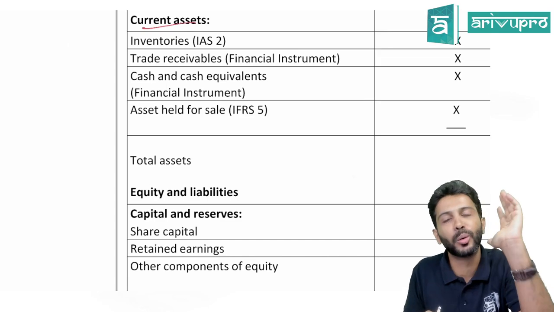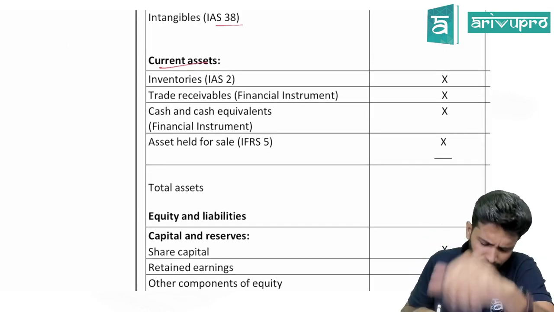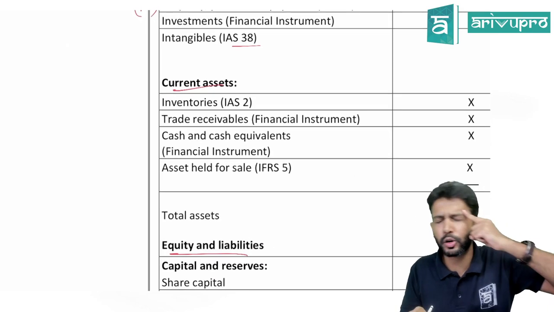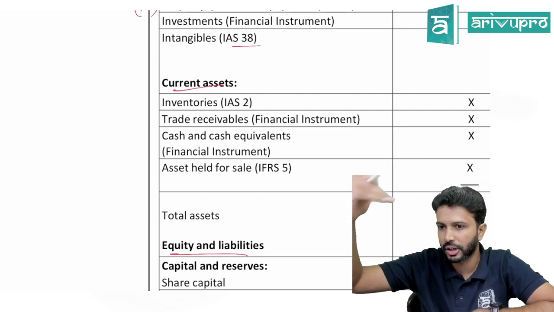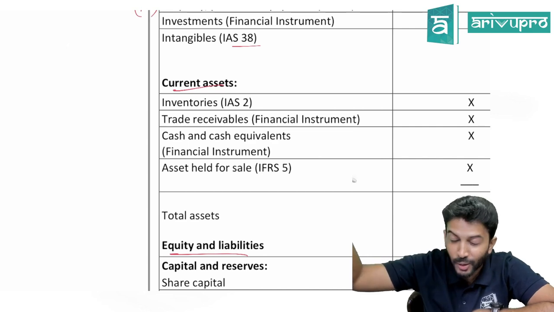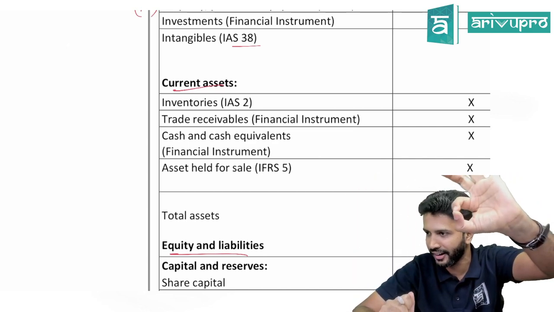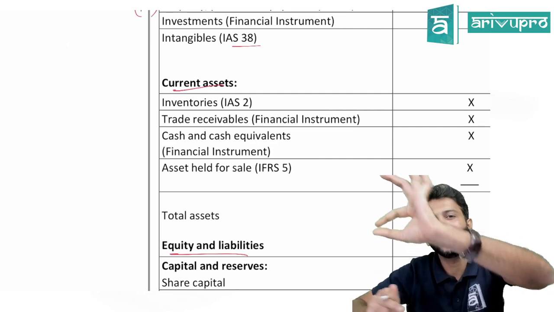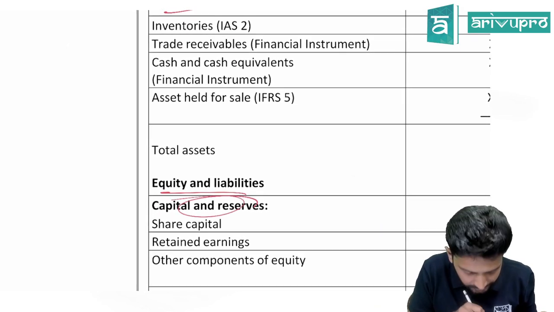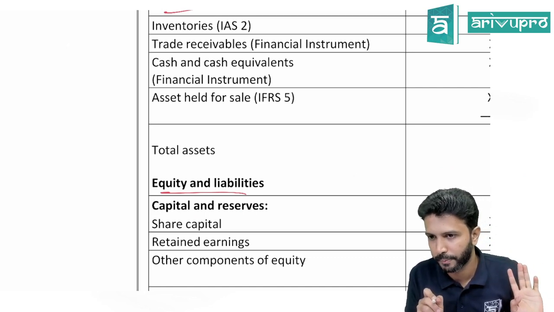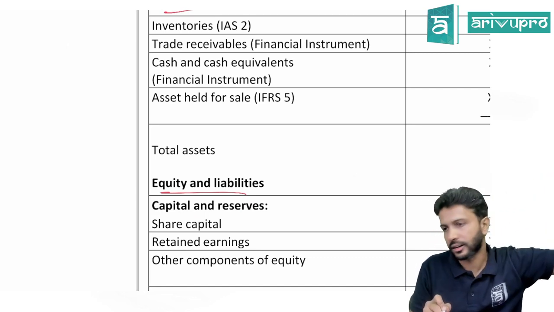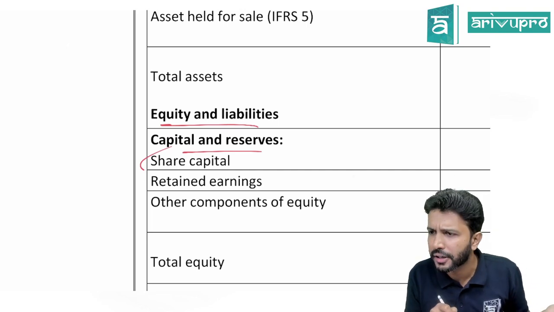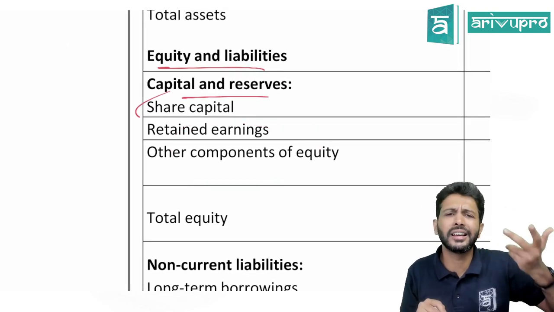Okay. Next. Assets over. Next, obviously, the liability side. So the heading will be equity and liabilities. Under equity and liabilities, if you remember the Indian scenario, we used to call it shareholders' funds. Under shareholders' funds, we used to show share capital and reserves and surplus. Here, instead of shareholders' funds, we call it capital and reserves. Name change, that's all. So what will come under capital and reserves? The first component is obviously share capital, and then any reserves that you have.